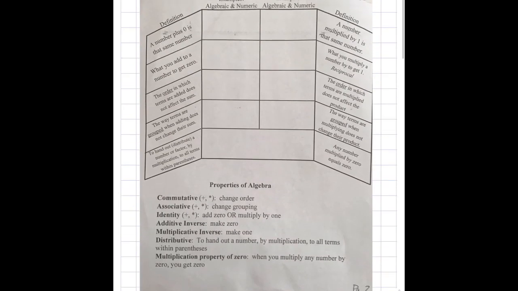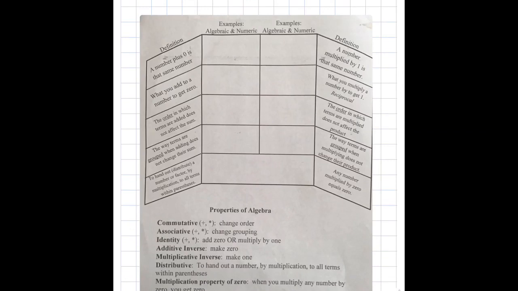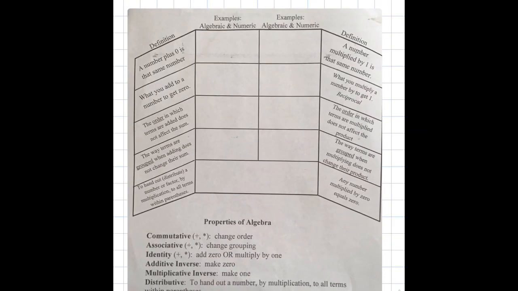We started with page number 2 with the properties of algebra, and we filled out this table together. So please put a plus sign or write addition. The left-hand column pertains to the properties of addition. The right-hand column pertains to multiplication. Then we will go over each property.